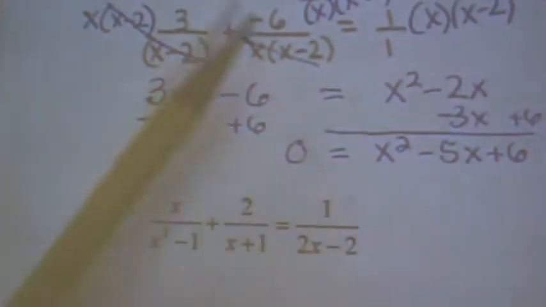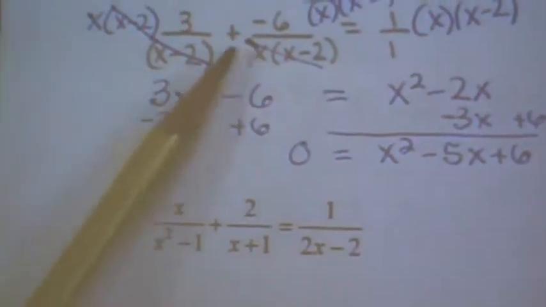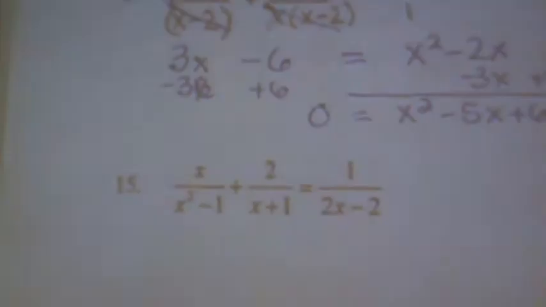So did everybody see that? You can't have 0 or 2 for this. 0 here or 2 here. You don't look at that. Okay, number 15.